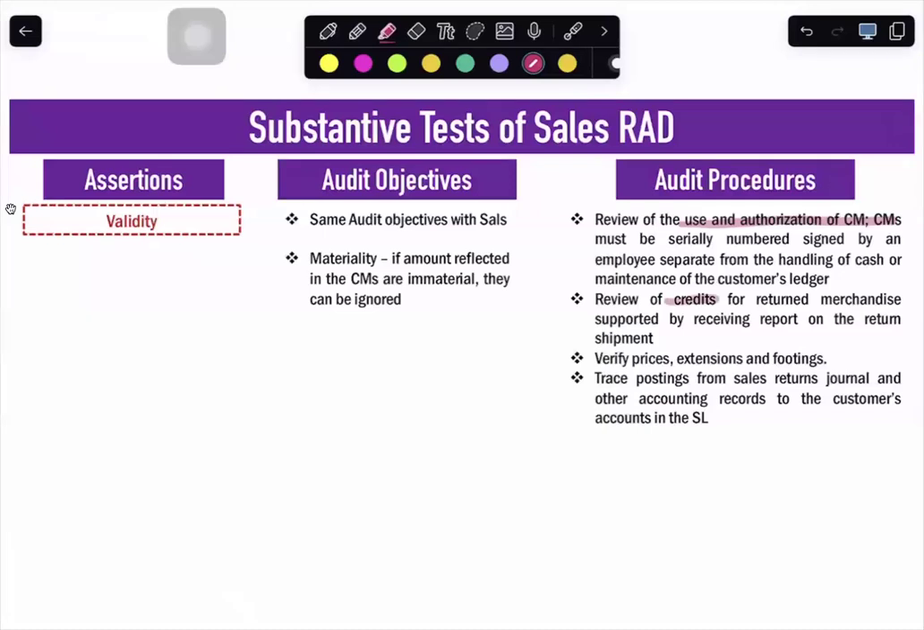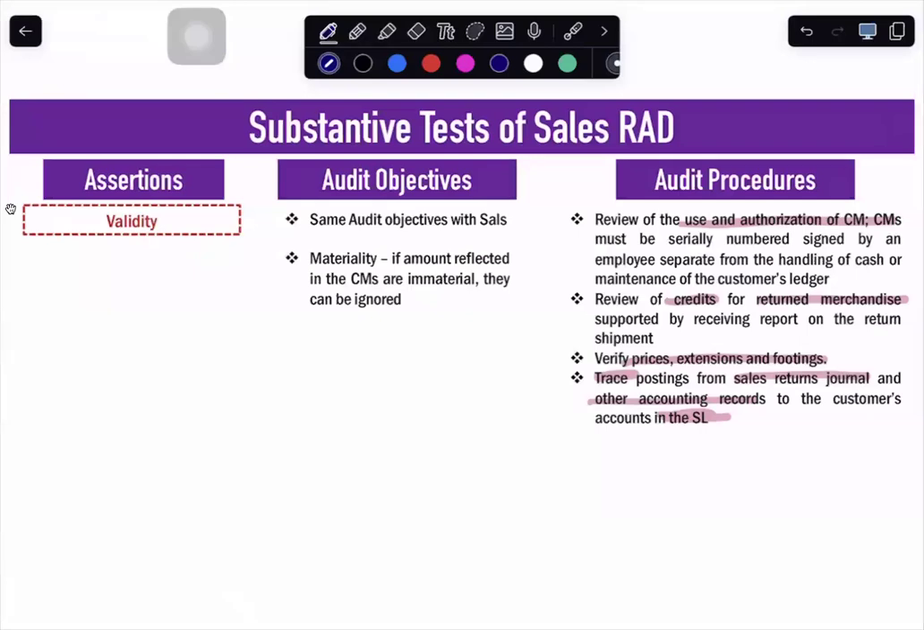Next, review the credits for returned merchandise supported by a receiving report on the return shipment. If you still remember, it is the warehouse who will receive the goods, but the approval of the credit memo is with the sales department. So we look into the sales department's credit memo and the receipt by your warehouse. At the same time, you verify any prices, extensions, and footings as to that particular credit memo and return. And then you trace the postings from the sales returns journal and other accounting records to the subsidiary ledger of the customer. So assuming customer A returned goods, then the return must be properly reflected in the subsidiary ledger of customer A.